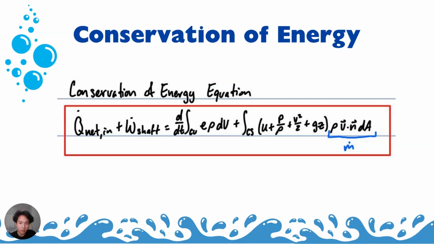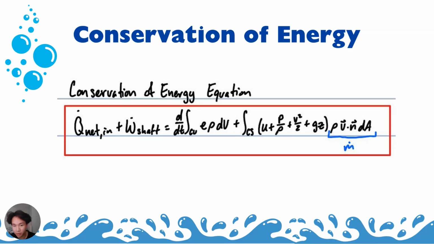And then here on the right side, this integral represents the rate of change of energy stored inside the control volume. So it's how the total energy inside is changing with time. And then this integral here is the energy transport across the control surface. It accounts for energy carried in or out by the flow.